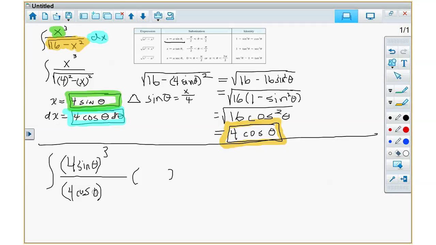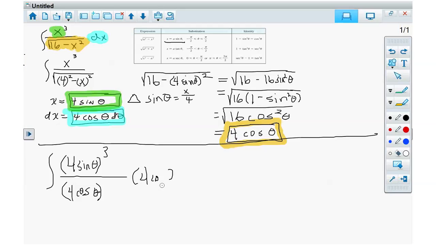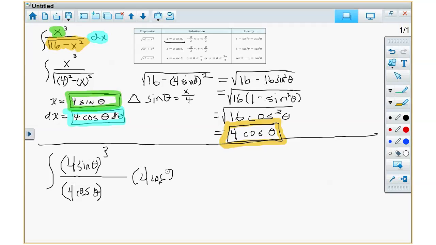And then my d theta is what? 4 cosine of theta. I'm sorry, my dx. That's step 2. Really?